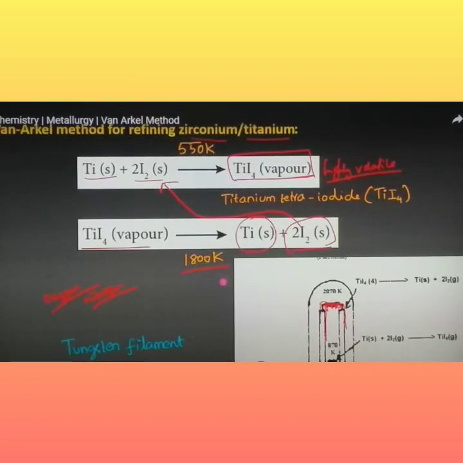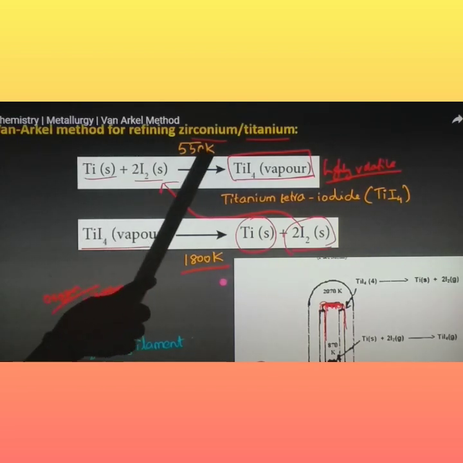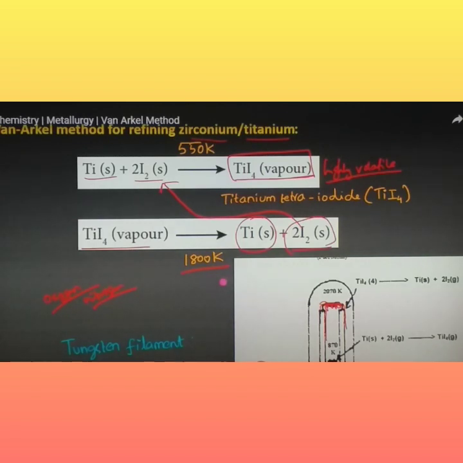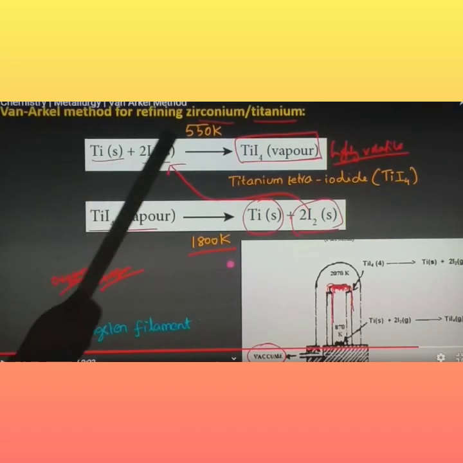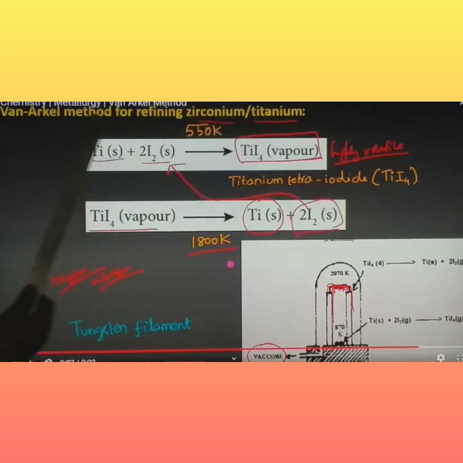After zone refining, the next method for refining zirconium and titanium is what we call the Van Arkel method. For the semi-metals, we use the zone refining process. But for zirconium and titanium, the Van Arkel method is used for refining.